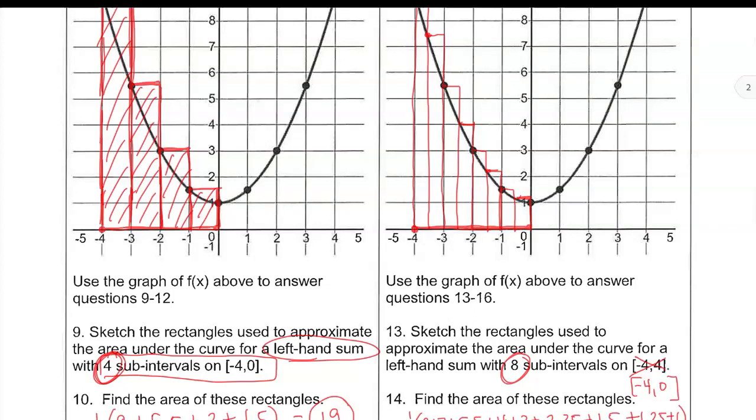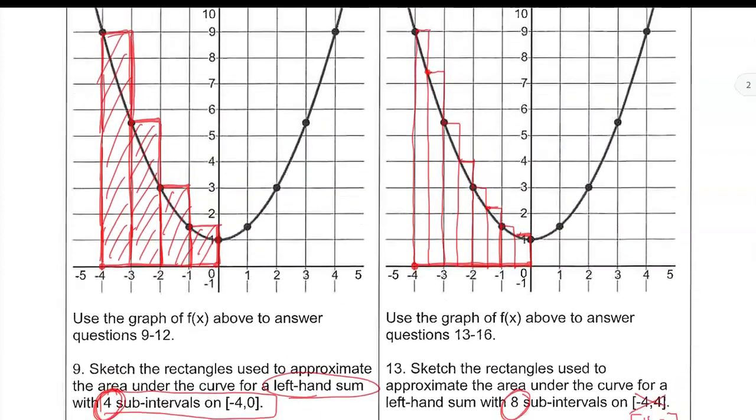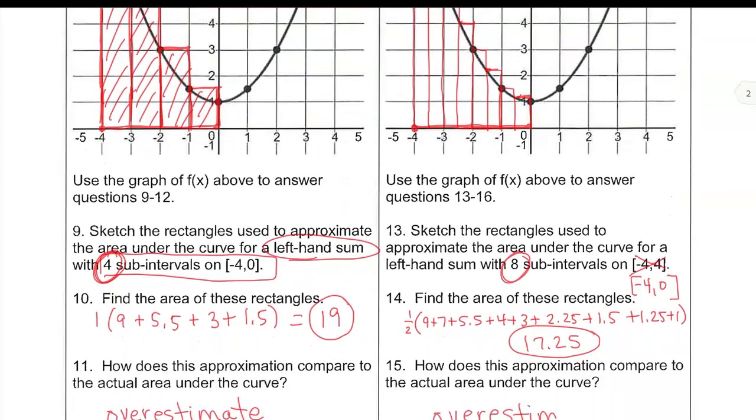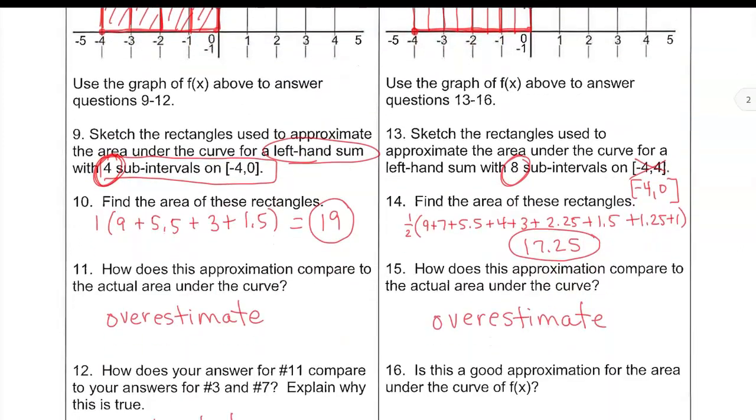I'm getting 17.25. Don't forget to multiply by the 1/2 after you add up all those numbers. How does this approximation compare to the actual area under the curve? This is still an overestimate. The rectangles were sticking out above the curve. But number 16, is it a good approximation? At least it's better than using 4 rectangles or 4 subintervals.